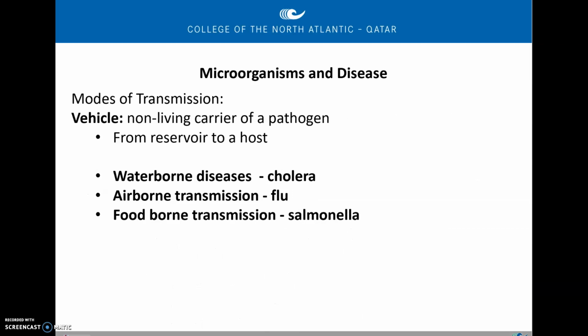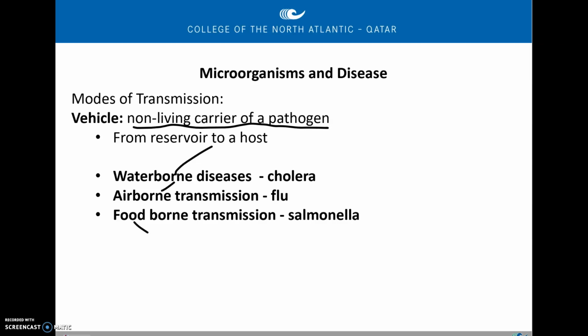Okay, so the first type of transmission we talked about was contact. Now the second one we're talking about is vehicle. There are 3 vehicles for disease transmission, and those are water, air, and food. So a vehicle is a non-living carrier of a pathogen.